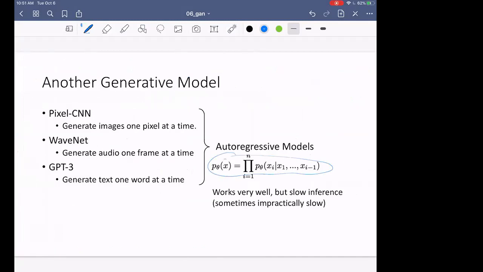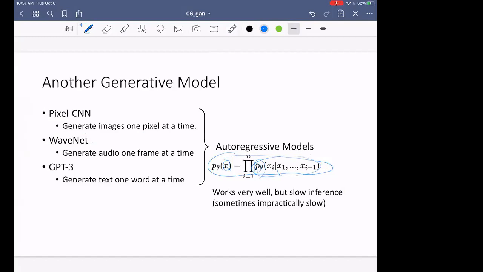So you have a likelihood or probability of your sample X, and you can break that down, or factorize it, into this kind of form. And your function p theta is usually a neural network. In PixelCNN or WaveNet, it was convolutional neural networks. In GPT-3, your function p theta was transformers.